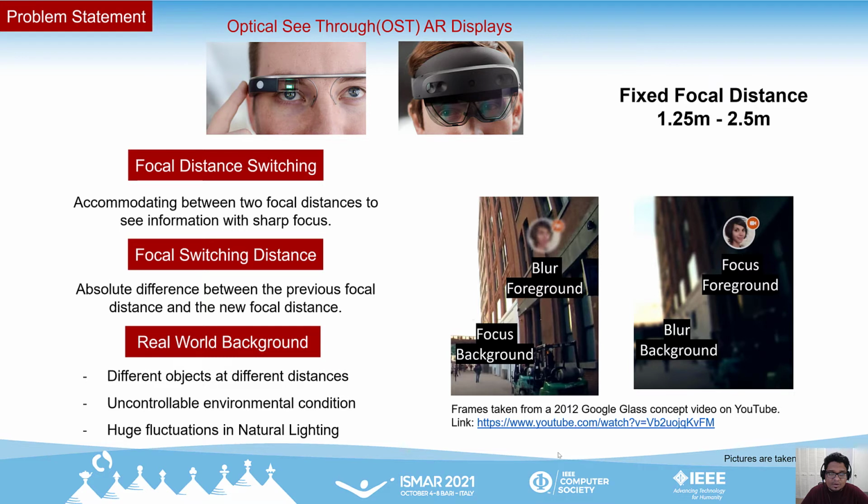Another important issue is the real-world background effect. We know that the real world is very complex and dynamic. It has different types of objects of different colors and different shapes. Also, the objects can appear at any distance from the user. We also don't have any control over the real-world environment, and the lighting condition also highly fluctuates. Therefore, it is very important to consider the real-world background effect while designing the AR interface.